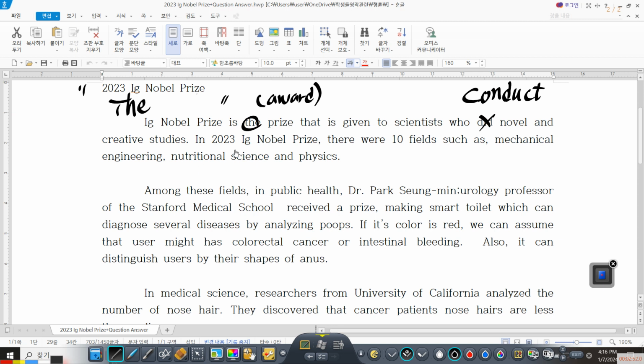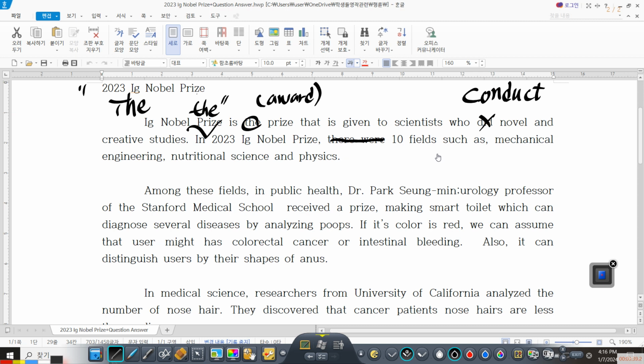Good. In 2023 Ig Nobel Prize, that is okay. I think you should put the article the in between somewhere here. Where? Do you say in the 2023 or in 2003 the Ig Nobel? You should put the here: the 2023 Ig Nobel Prize. Good. There were 10 fields. Good. No problem. Okay.